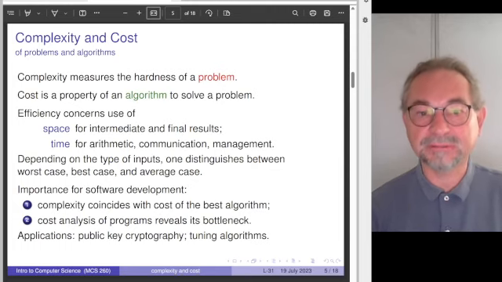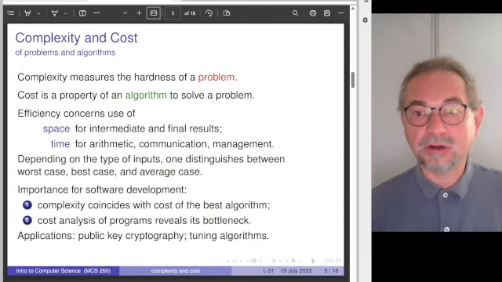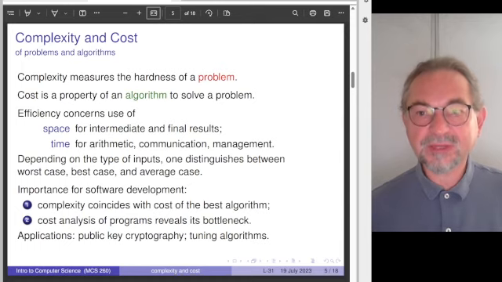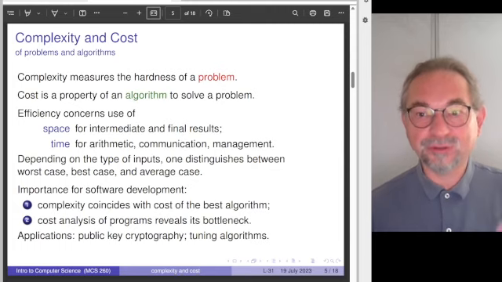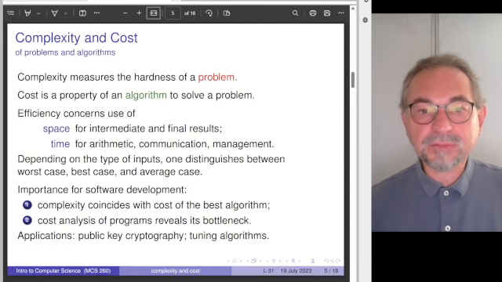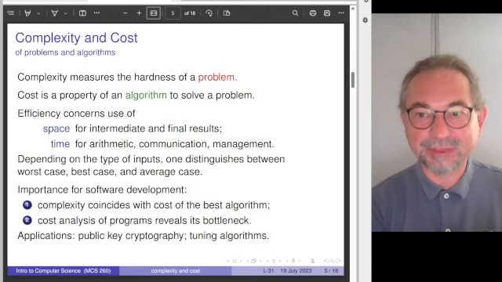When we think about efficiency, we think about the use of space, the use of time. Of course, when the output is extremely large, then any algorithm that computes the output will also take a time that is proportional to the size of the output. So typically we want to have measures that depend on the input.